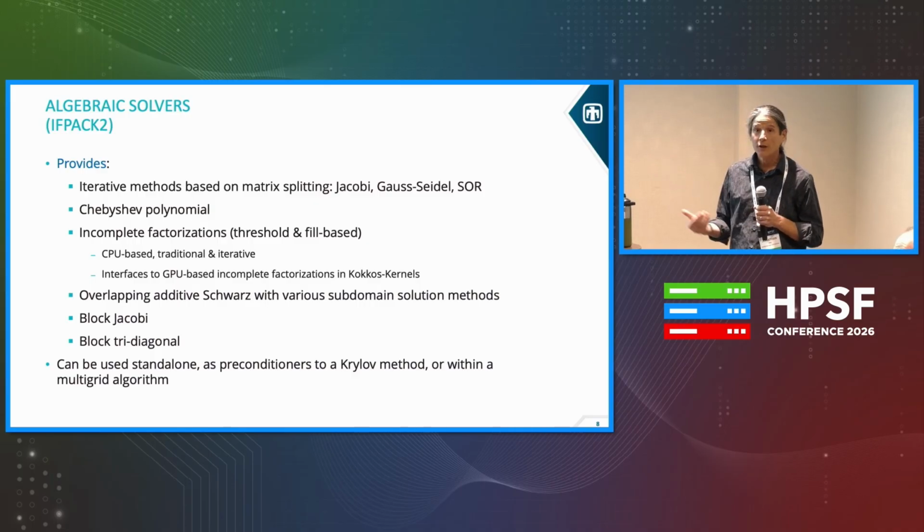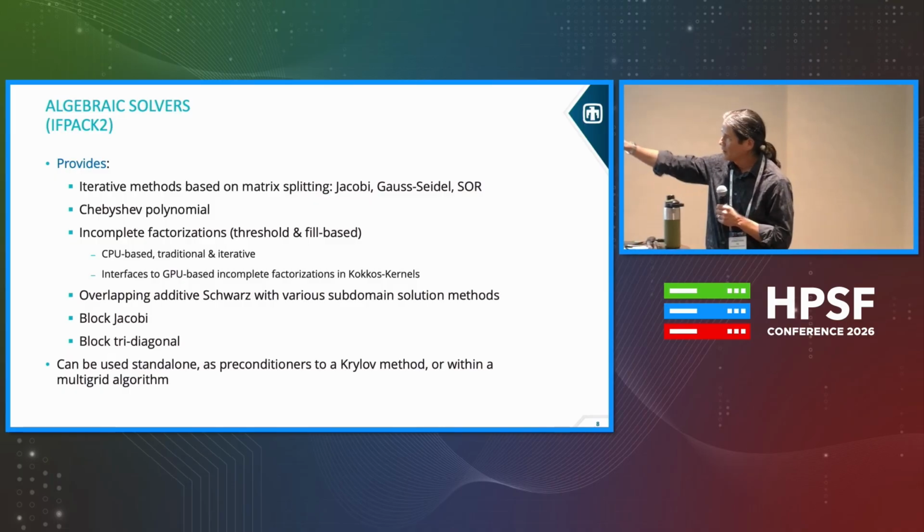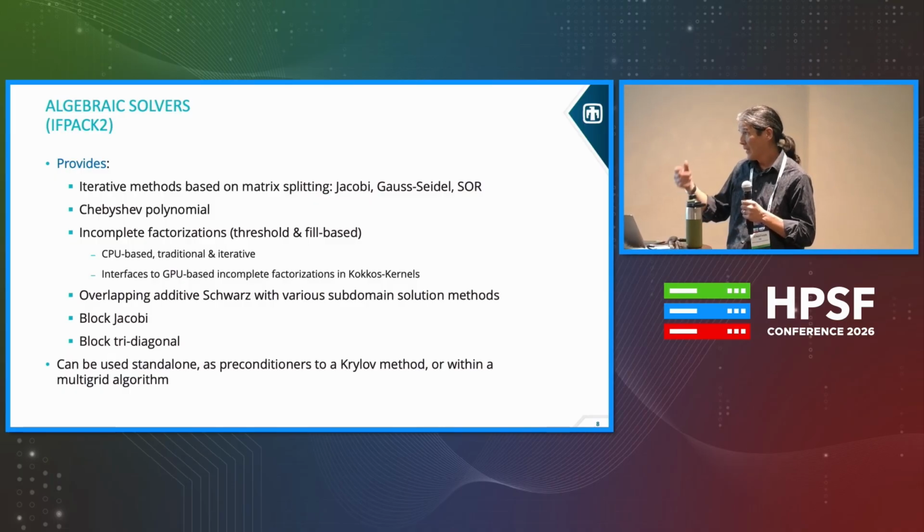Now, if you wanted to move on and do some sort of domain decomposition, Ifpack2 also has the capability to do additive Schwarz, both with overlap and non-overlapping. Within a subdomain, you can apply various subdomain solves. So you can do direct solves, incomplete factorizations, or use one of the other capabilities above if you liked. And then there are some block methods as well. Ifpack2 can be used standalone, if that's sufficient. You could use it as a preconditioner to the Krylov method, or you can actually use it inside of a multigrid algorithm if you like.